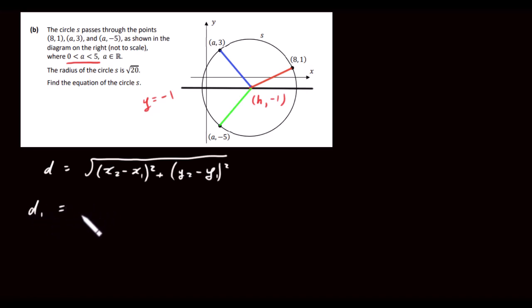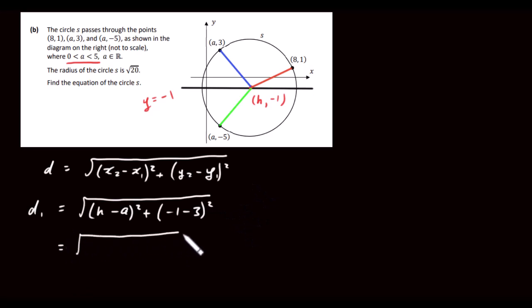And that is the square root of (h minus a) squared plus (minus 1 minus 3) squared. And remember, this is equal to root 20. I'll put that in later on. So we have the distance is equal to the square root of (h minus a) squared plus (minus 1 minus 3, which is minus 4) squared, which is 16. Now remember, that's equal to the square root of 20. That's what we're told here.